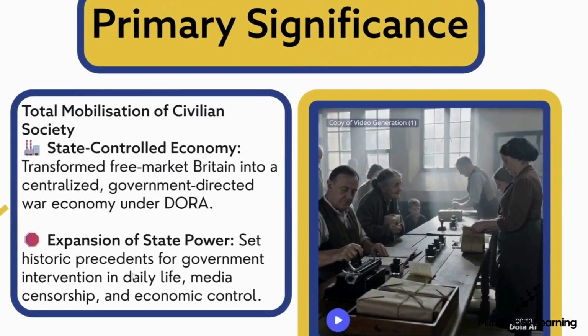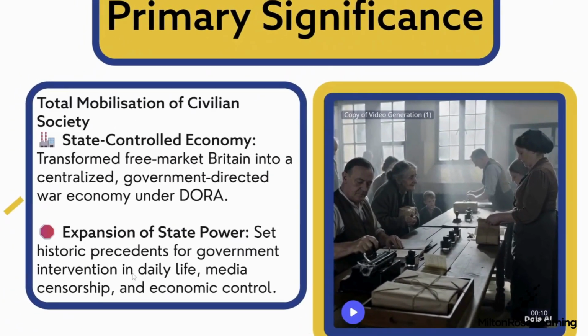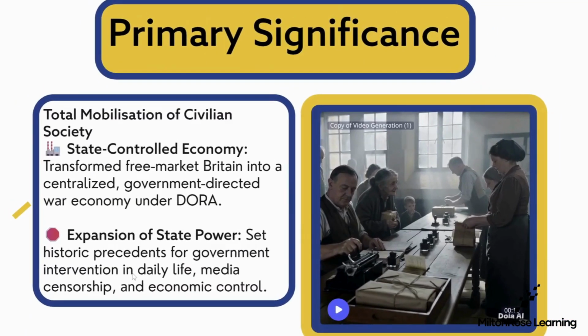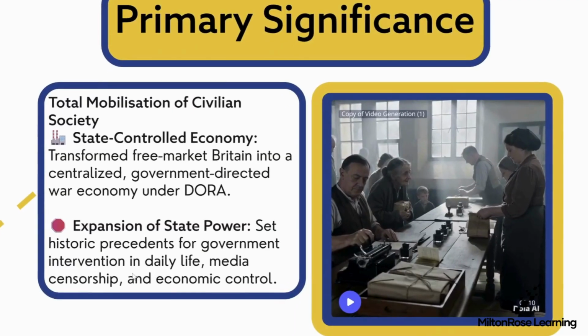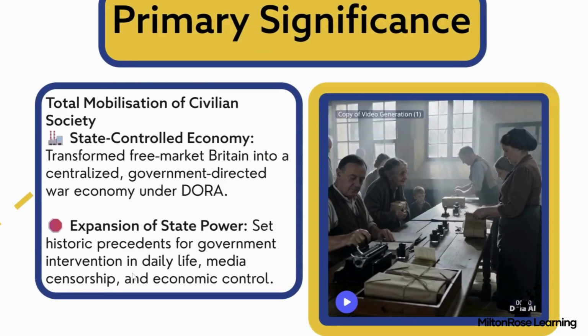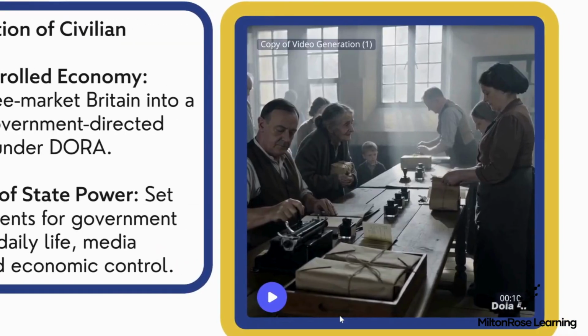But what was the primary significance then? Well, we can debate this. You can have a historical debate about this all day long. But for me, I would say it's this: the total mobilisation of civilian society. So a state-controlled economy now rules. It transformed free market Britain into that centralised government-directed war economy under DORA, or the powers granted by DORA, even to the point, as we know, of controlling calories and food.